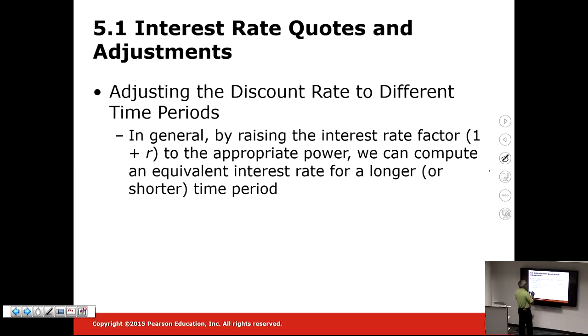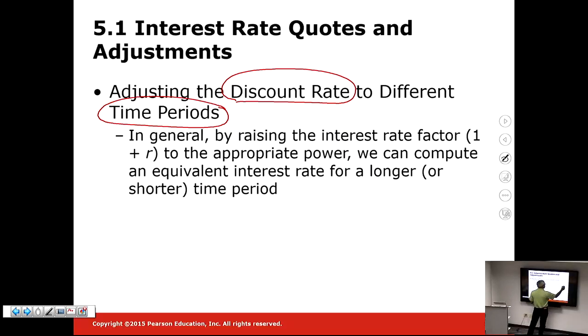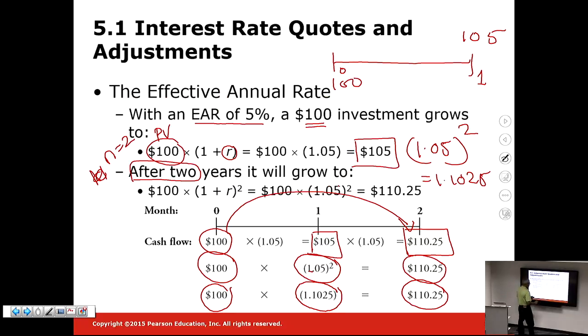So this way, through this understanding, we can adjust the discount rate, this interest rate of R, to account for the different time periods or the time horizons that I have for investing. And we do this by raising the interest rate factor, which is 1 plus R, to the appropriate power. So 1 plus R to the power n, we can calculate the equivalent interest rate for any n period, just like we did over here.